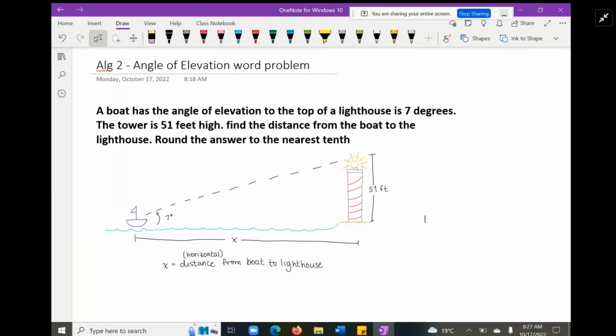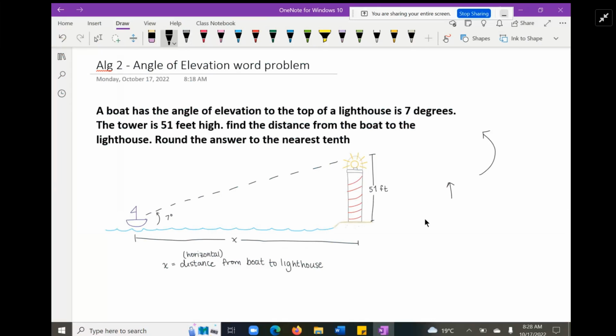Okay, so let's read through the problem again. A boat has the angle of elevation to the top of a lighthouse as 7 degrees. So they tell us what type of angle situation it is, angle of elevation, and we know that when we say elevate, we're moving in an upward direction. That's why you see that arrow moving up, turning up like that.